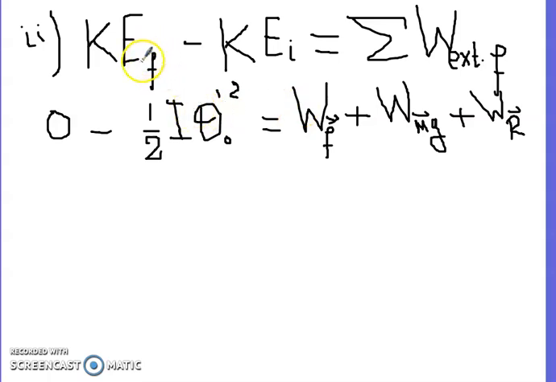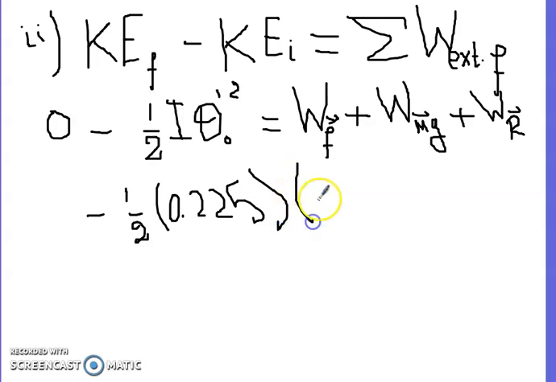So here, kinetic energy final is 0. Why? Because the rod stops. Minus initially, we do not say half mv squared. Be careful, because half mv squared is for the particle. And here, half I theta prime squared, because we have rotation. And this is minus half I, which is calculated, 0.225 in the previous part. Now theta prime, also we have changed it into radian per second, 40 pi, squared. Plus equals, work done by friction.